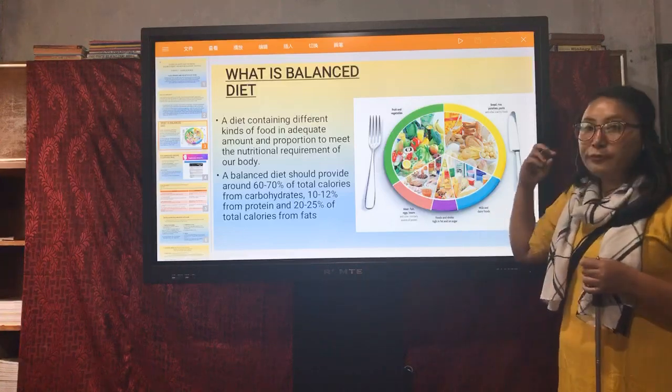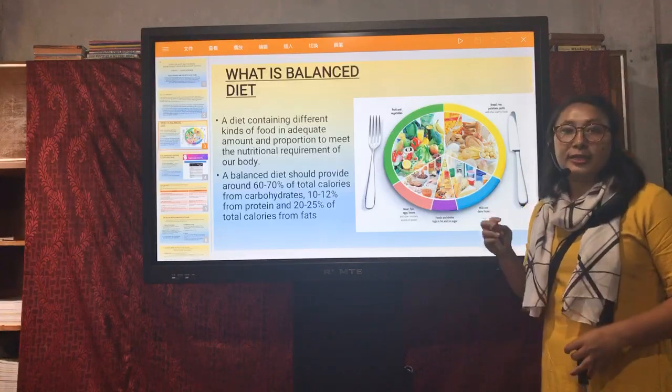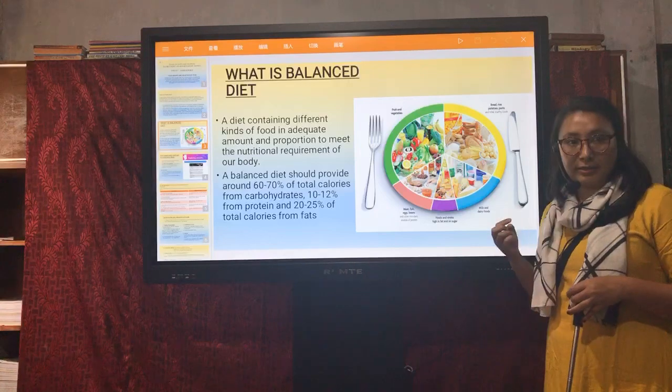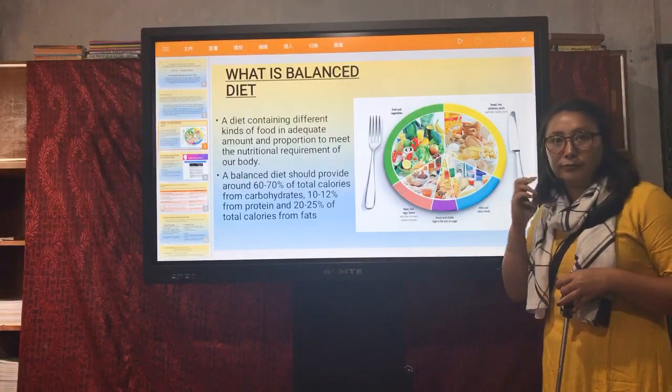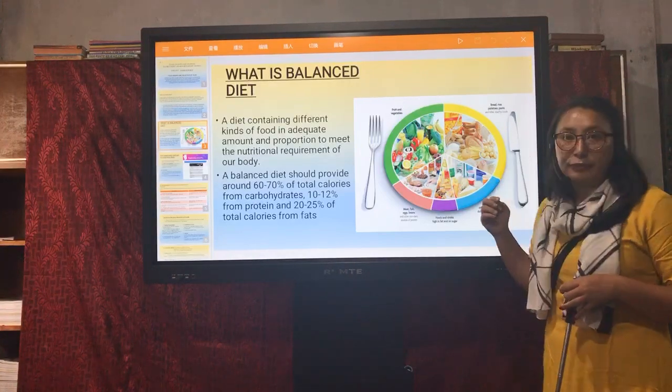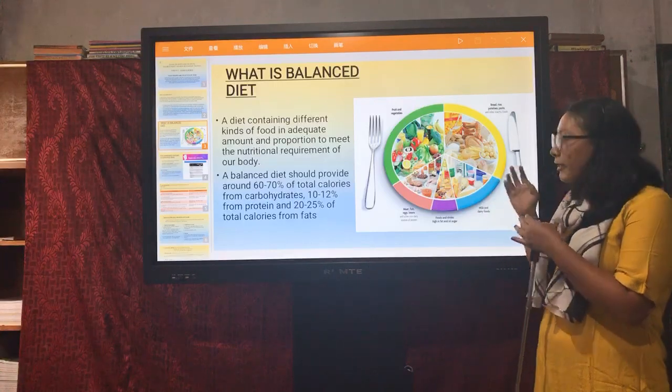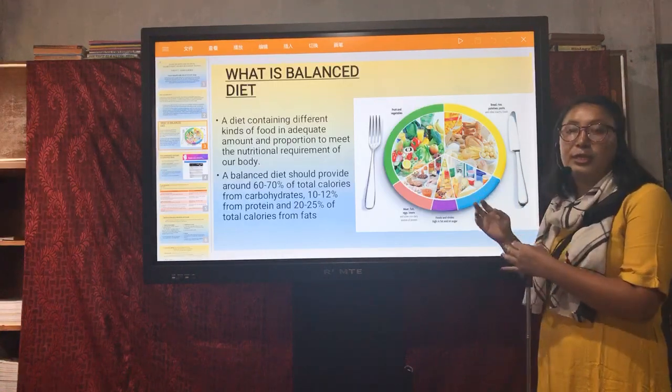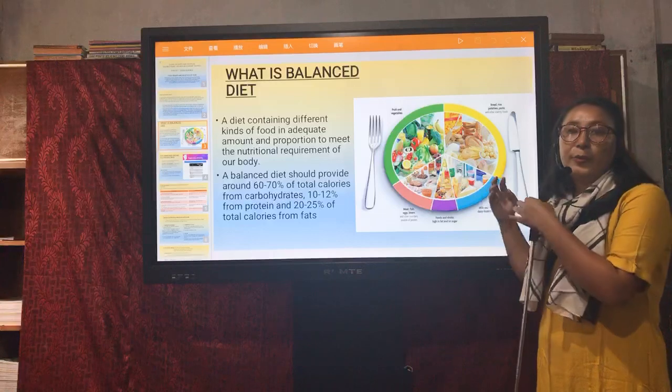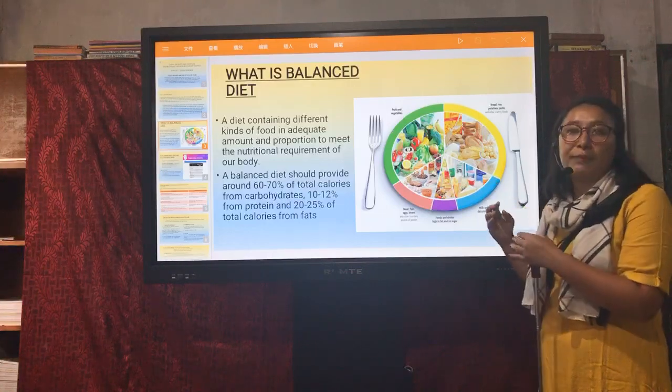The foods that we consume every day in our daily life, be it lunch or dinner, our food plate should consist of all these 5 food groups. If we consume these 5 food groups in our daily food consumption, then we can say that we are having a balanced diet.